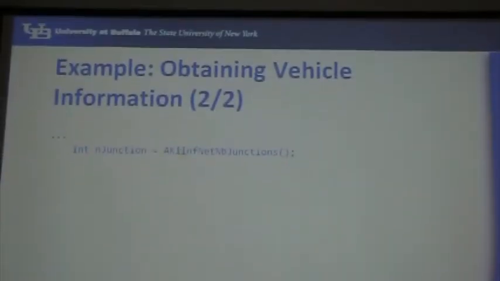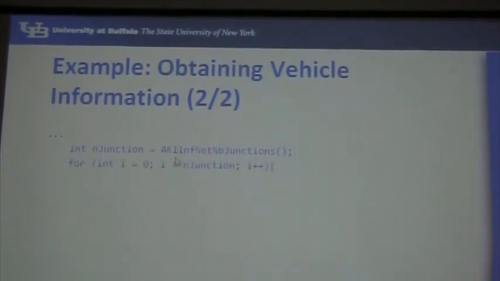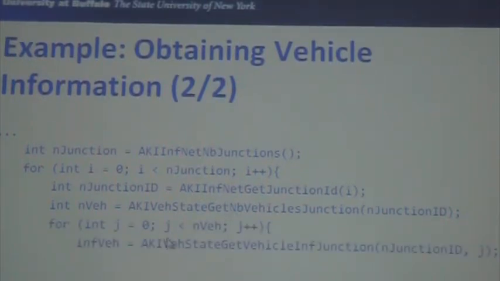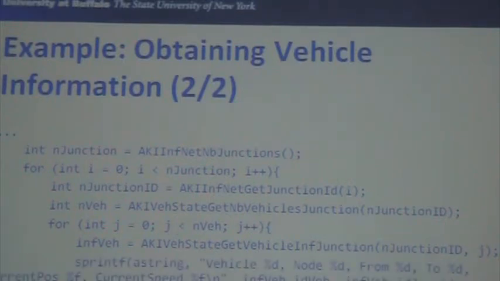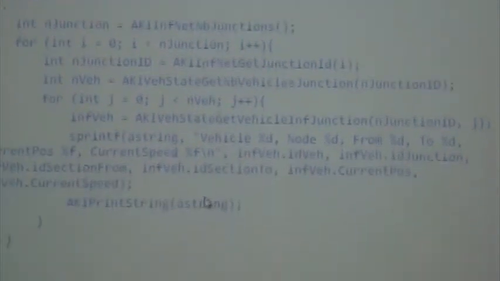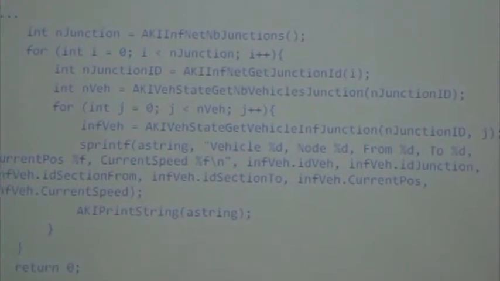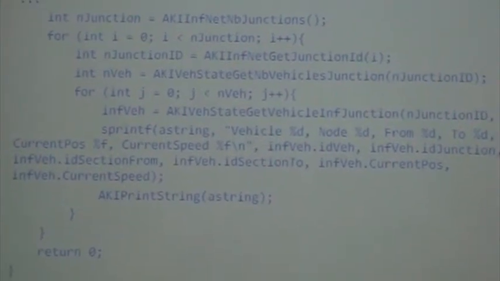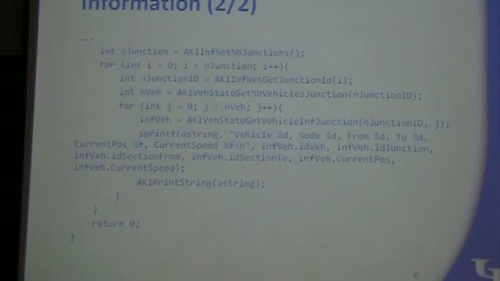So we use another function to find the number of junctions. And we have created a loop. And for each junction, we get its ID. And for each junction ID, we get the number of vehicles in that junction. Then we have created another loop. Then for each vehicle in the junction, we make a query by this function to get the vehicle information. Then we print another string, and we print it to the workspace or the output area. And finally, we have to return a 0, which means this function has been executed. Then this is the bracket for the whole function.